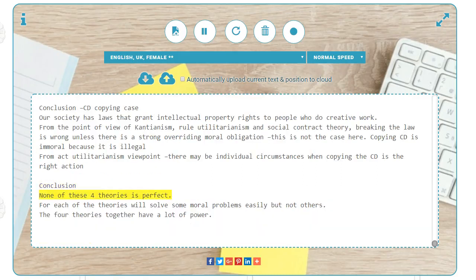Conclusion: none of these four theories is perfect. Each of the theories will solve some moral problems easily but not others. The four theories together have a lot of power.